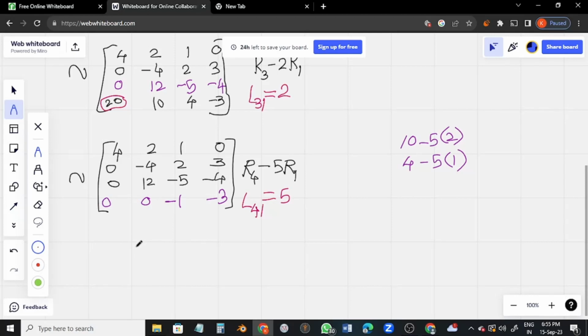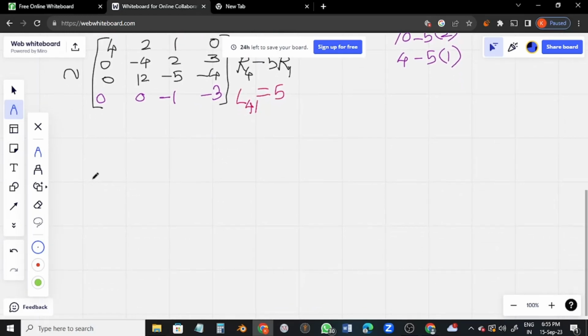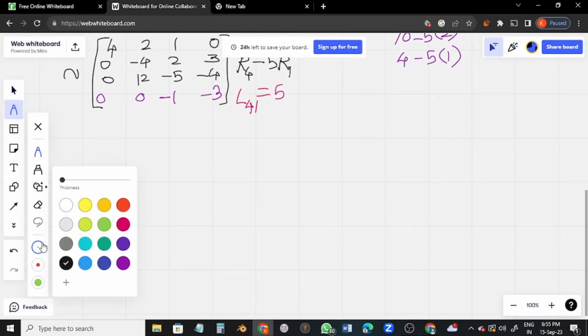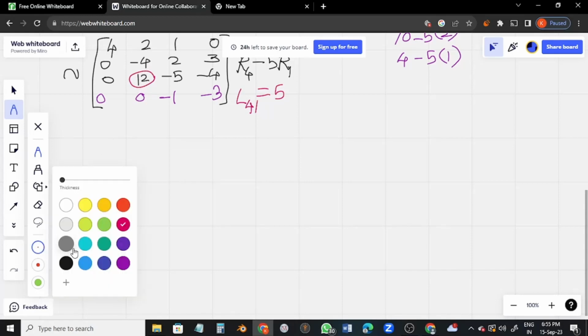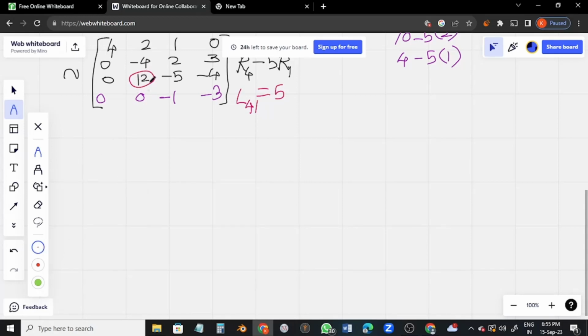Now we will concentrate on this position. I want to make 0 here. So for that I can make use of our second row. I cannot go back to the first row. So I move to the second row.